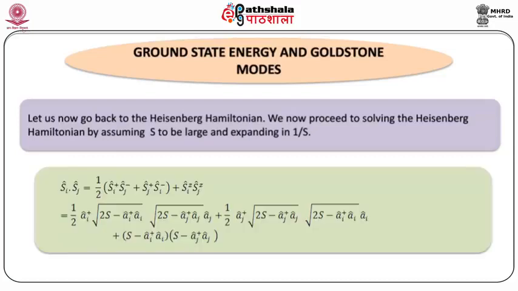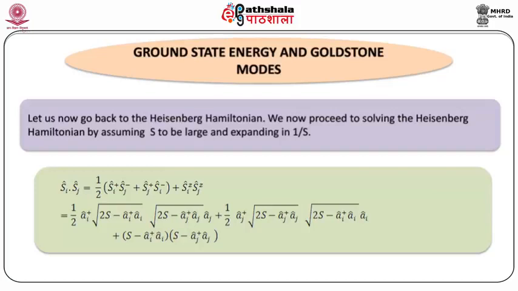We now proceed to solve the Heisenberg Hamiltonian by assuming that the total spin S is very large. We are assuming a very large spin and expanding in 1/S. So S large means 1/S is small. Try to note this important point.